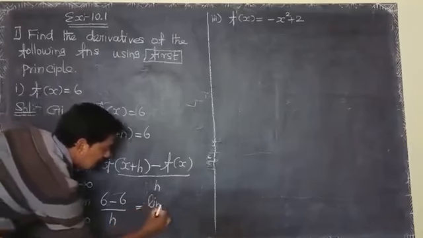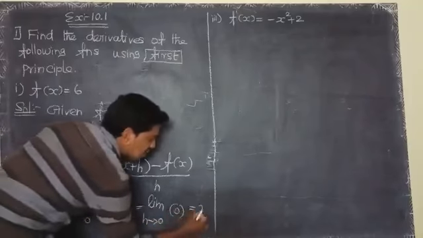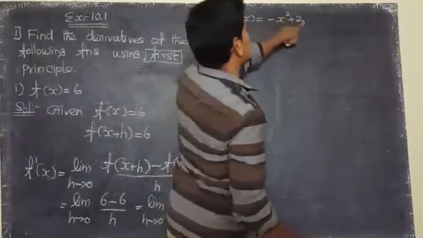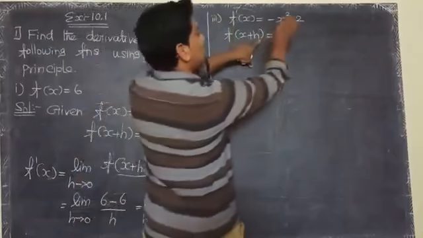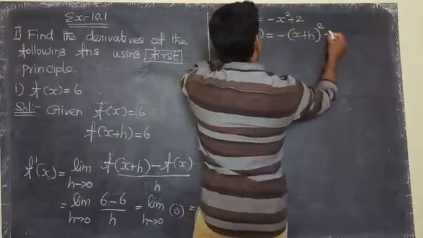Therefore, the limit as h approaches 0 of the function is 0, which is equal to 0. Next, the third subdivision: f of x equals minus x square plus 2. Here, f of x plus h is obtained by replacing x with x plus h in the given function: minus (x plus h) whole square plus 2.